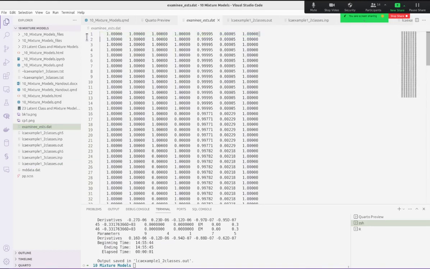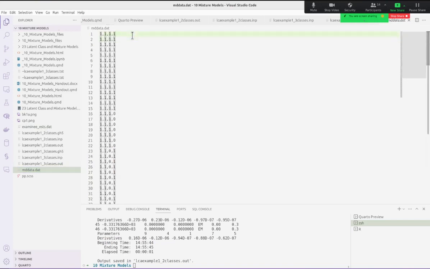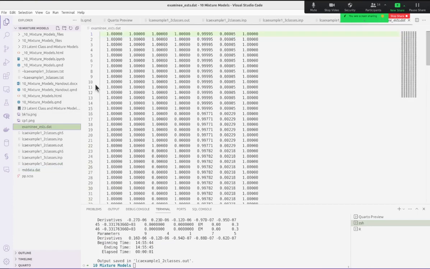So this first row is person 1. That person had answered all 4 items correctly, and in fact, if we look at the data, you'll see 1111 for person 1 at the top here. So the first 4 entries are 1111, that's the person's data. Then we get the probability in each class. Probability of class 1, 0.9999995. Probability of class 2, 0.000005. And finally, the last number is which class has the highest probability. In this case, class 1.